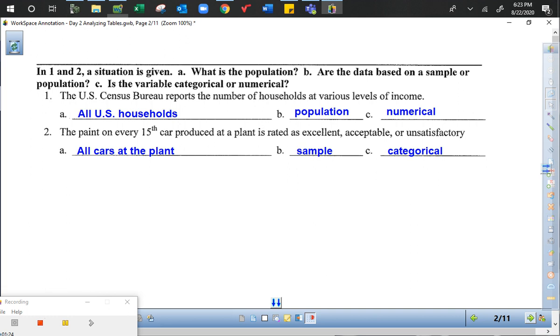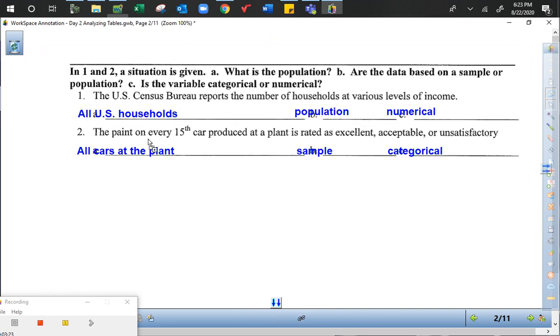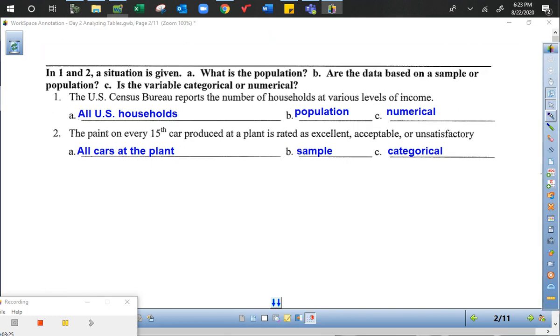Now, I told you that you can look for specific words to indicate samples. Every 15th car tells us that this is not looking at all of them. Red flag right there that this is a sample. And what we're doing is deciding how well they are painted. So it's excellent, acceptable, unsatisfactory. Those are groupings, categorical.